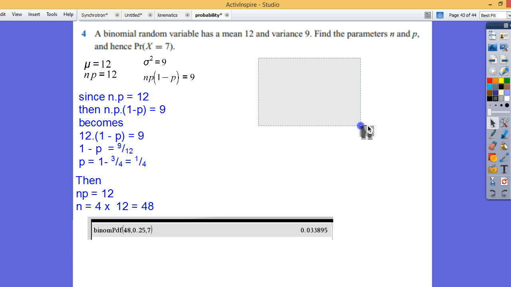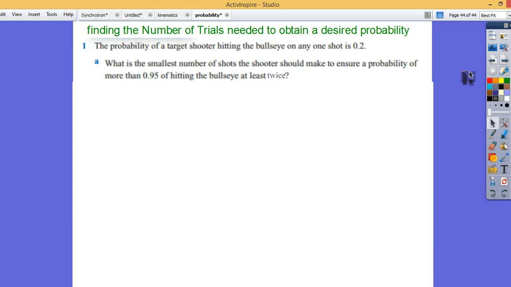Now, they don't always get much harder than that, but it's important to be confident in working with mean and variance and practice with some questions. But we do have some other interesting problems working with the binomial distribution. What happens if the number of trials, our n number, is unknown and we have to figure that one out to get some required or desired probability? So the probability of a target shooter hitting the bullseye on any one shot is 0.2. So there's some information there worth noting.